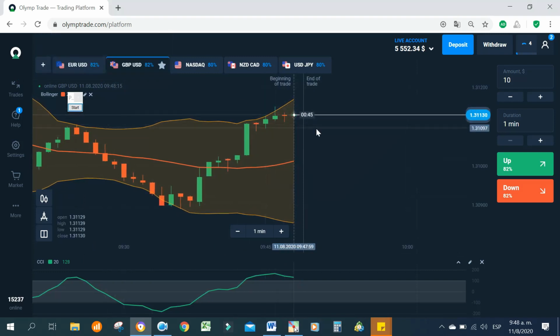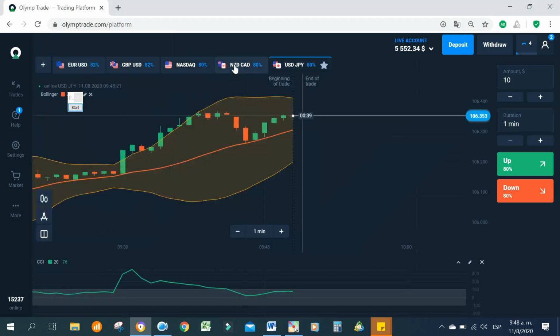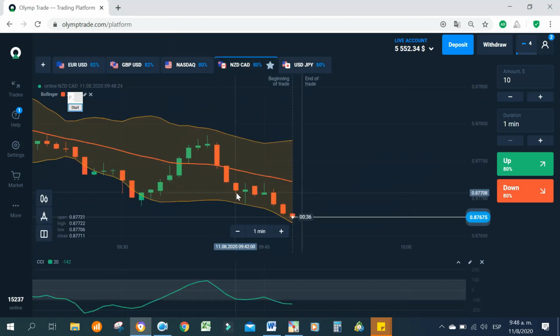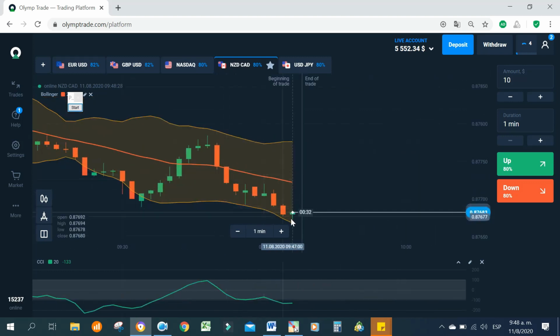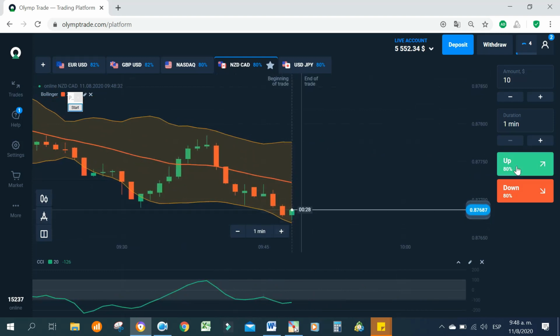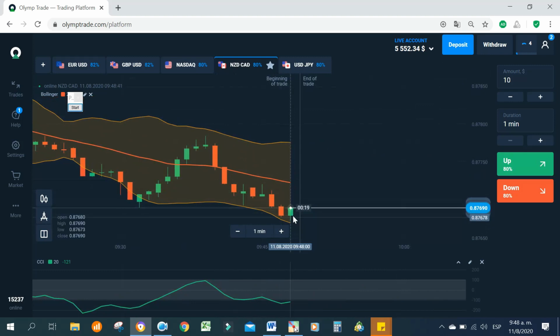Now we lost this one, but it's okay. We can recover it anyway. Let me check what is happening. Oh yeah, we have the price almost touching this line. It's missing 22 seconds for this bullish candle to close. So we just need to wait a little bit more.